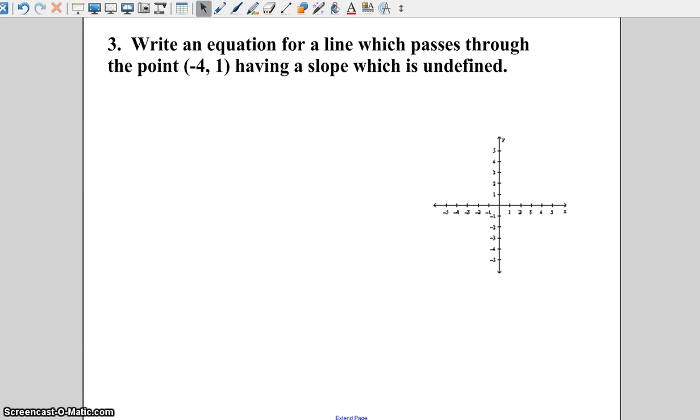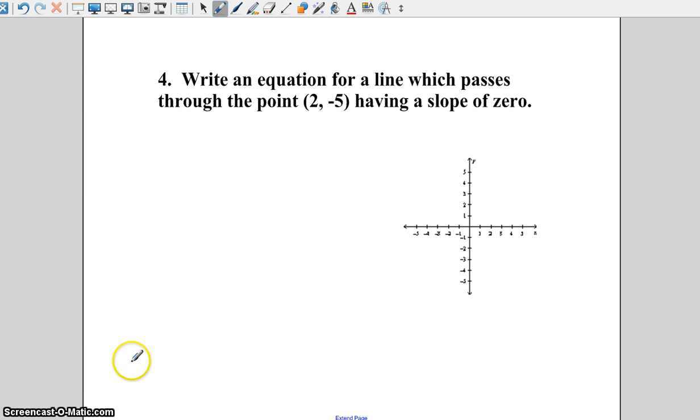Example 3. Write an equation for a line which passes through the point -4, 1, having an undefined slope. So let's first find the point -4, 1. An undefined slope will be a vertical line. So our line looks like that. And vertical lines always have equations that are x equals. So in this case, x is going to equal -4 because we go through the point -4, 1, and on the graph, the x-intercept is -4.